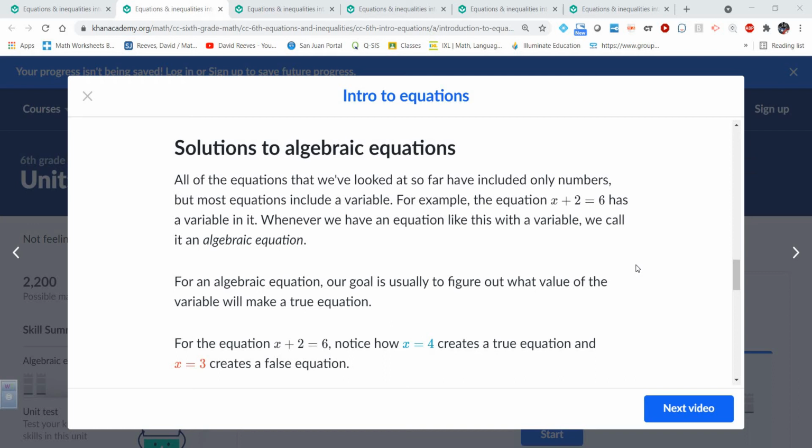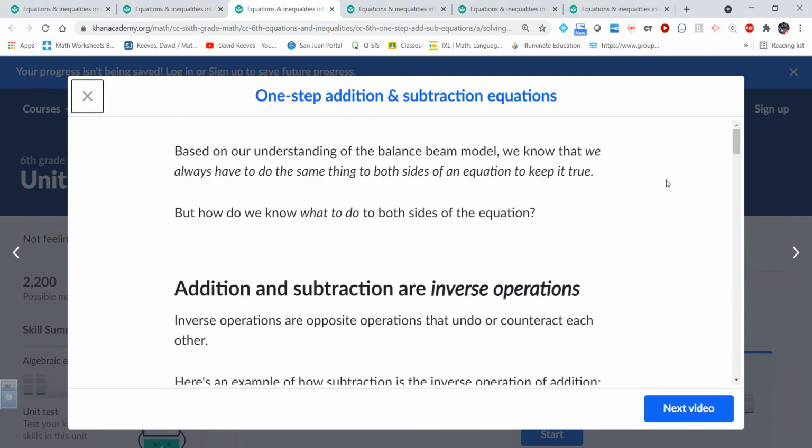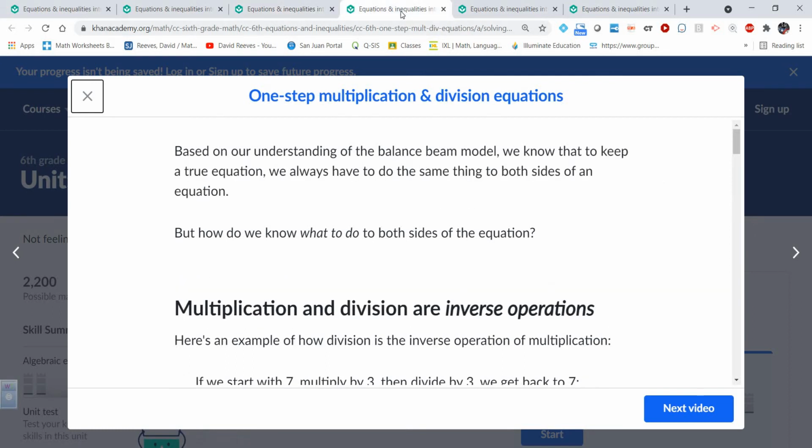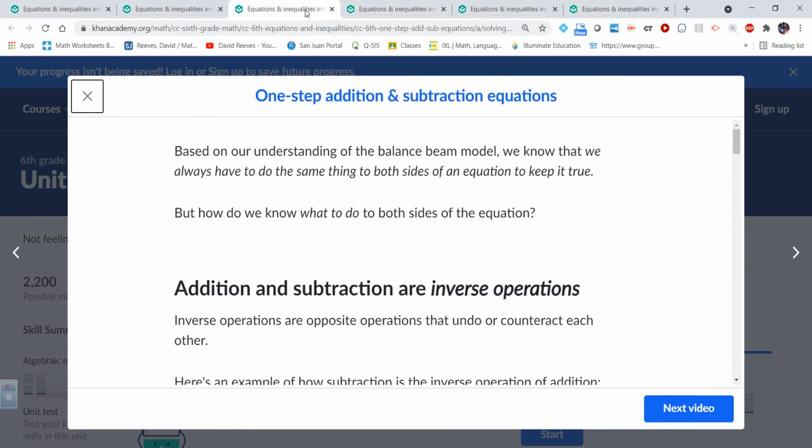All right, now we're going to be looking at one-step algebraic equations. So when you have just one step in an equation, it can be either addition and subtraction, or it can be multiplication and division. But whether it's addition or subtraction or multiplication or division, we are going to be using something called inverse operations.